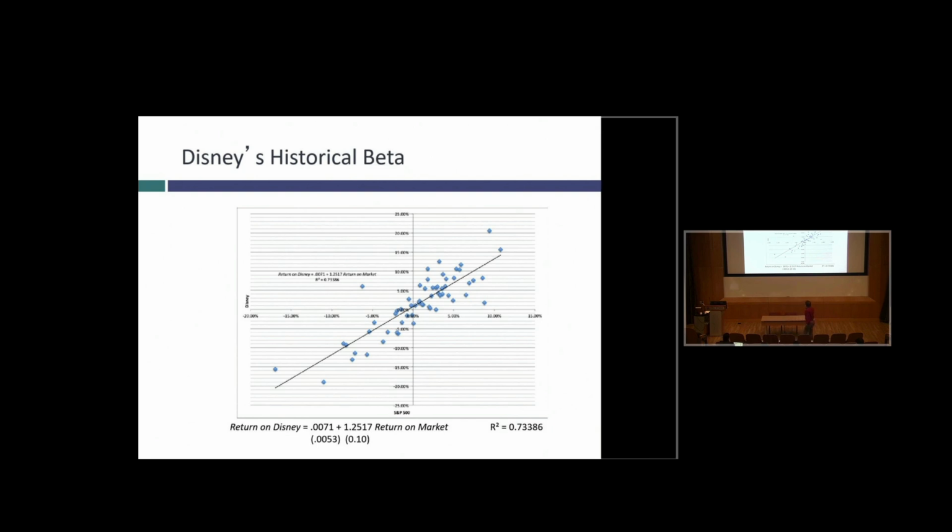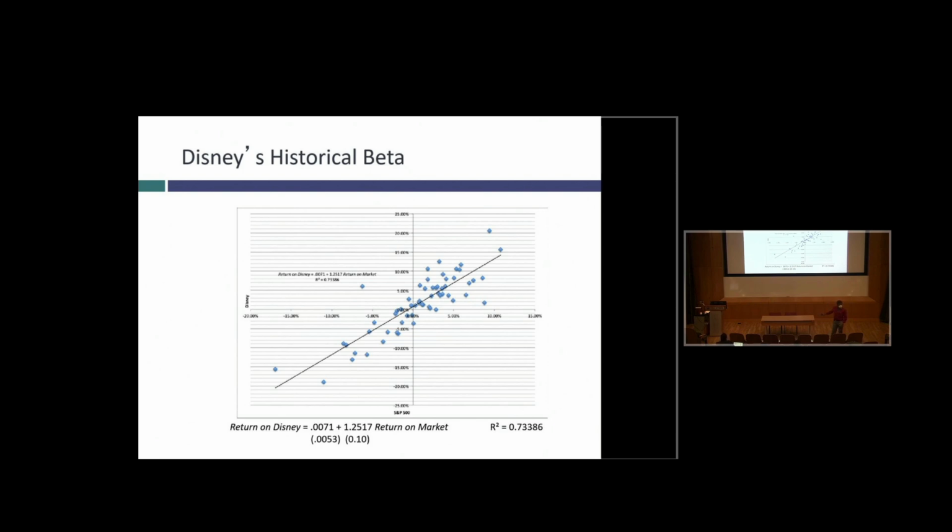That's the best fit line, right there. And if you look at that line, here are what the parameters look like. The point at which it crosses the x-axis is called the intercept, and it's 0.0071. File that away for the moment. We'll come back and look at what it tells us about Disney as a stock during the period of the regression. The slope of the line is 1.2517.